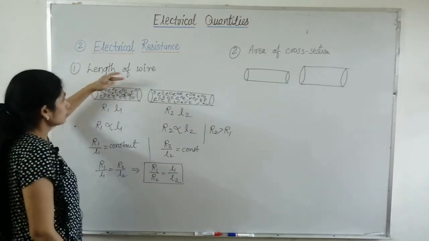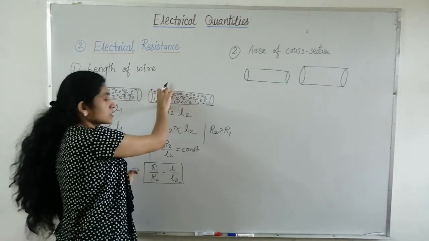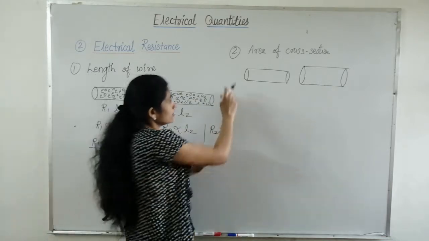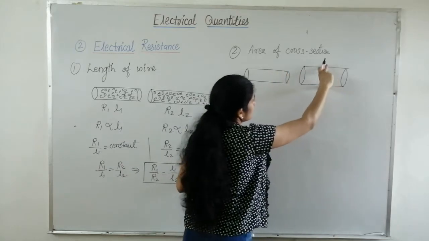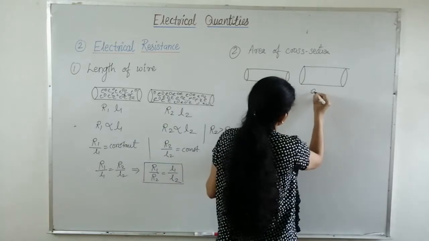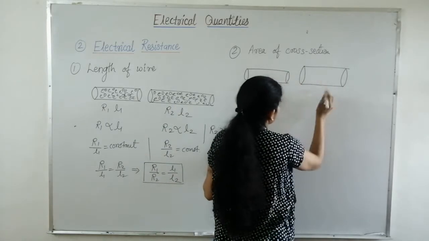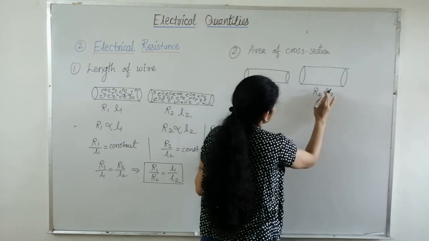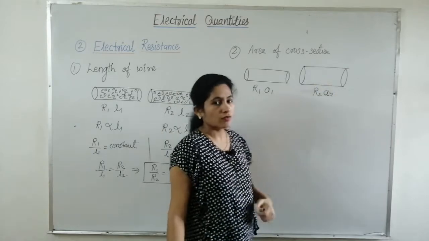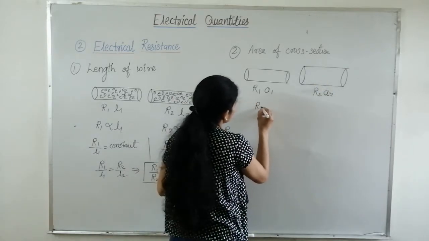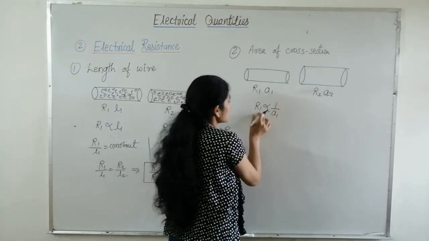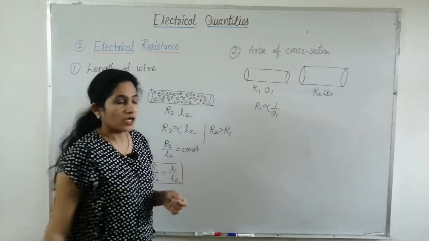See, when we study the effect of one quantity, the other should be constant. Means in this case, the length is same for both the wires. Again, let R1 and A1 be resistance and area of cross section for the first wire, and R2 and A2 the resistance and area of cross section of second wire. Then R1 is inversely proportional to the area of cross section. It means resistance of a wire decreases with the increase in area of cross section.